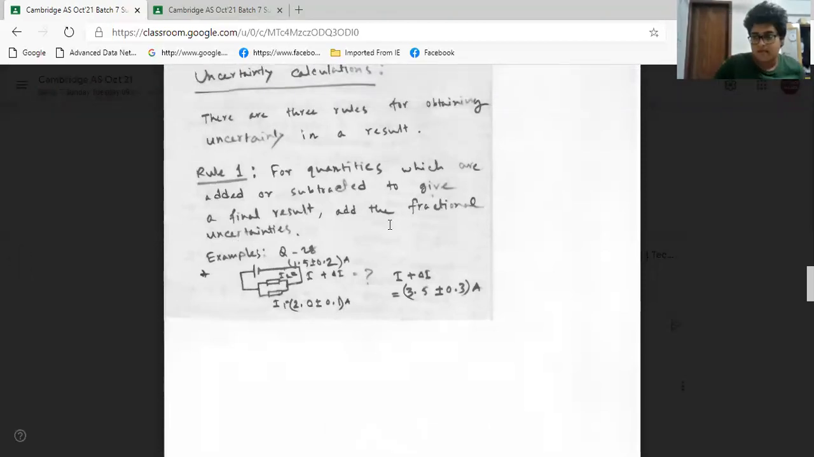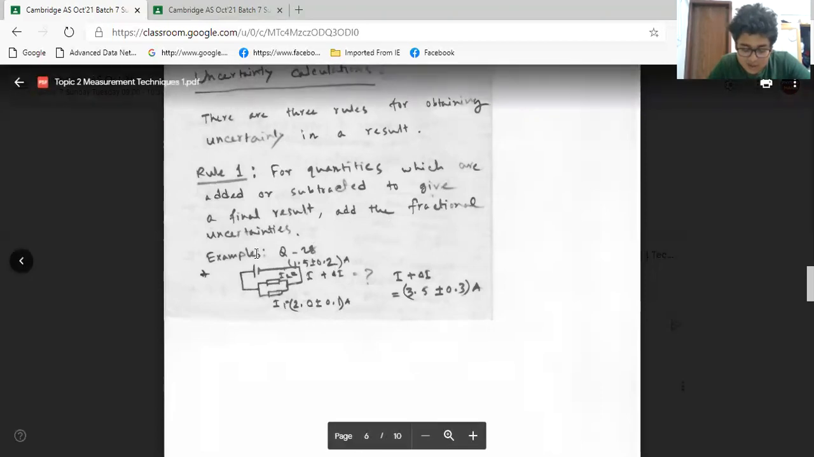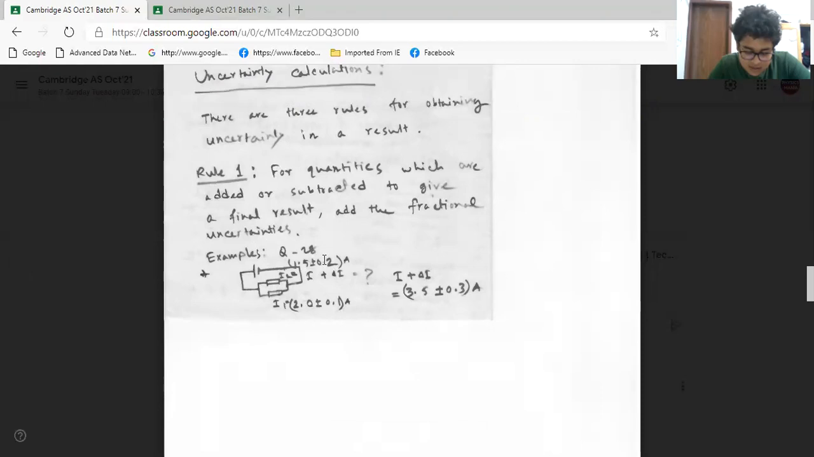Okay, you already got this is human error, right? No, this is my mistake. When I wrote, I mistakenly wrote fraction here. It should be absolute uncertainties. So here it should be 0.2. This is the absolute uncertainty, and here is I. This one is I1. This is I2.